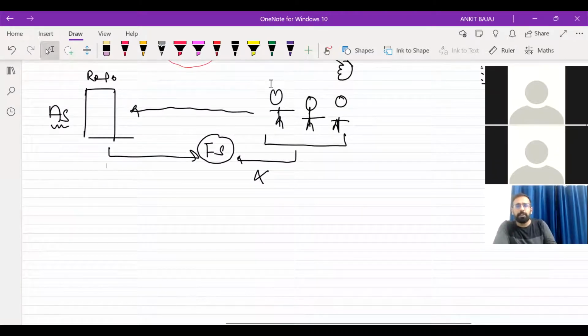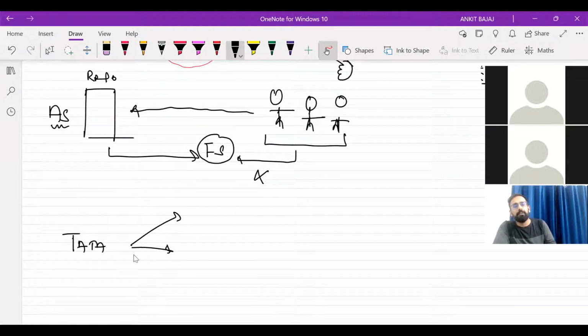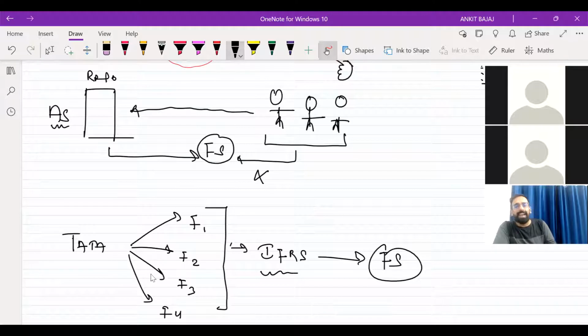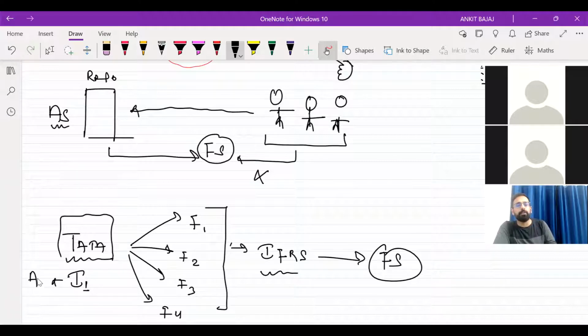Now I will give you one more example. Take Tata. They have branches across India. They have subsidiaries in different countries: foreign one, foreign two, foreign three, foreign four. All these foreign countries are following IFRS, and they are preparing their books using IFRS. And the branch of Tata which is located in India, the Indian branch, is preparing its financial statements using accounting standards.